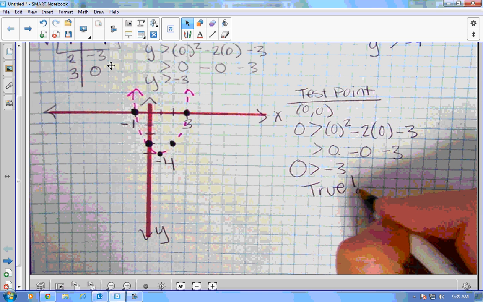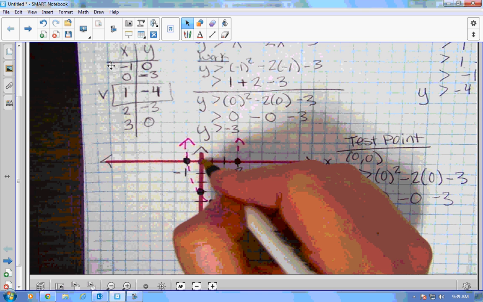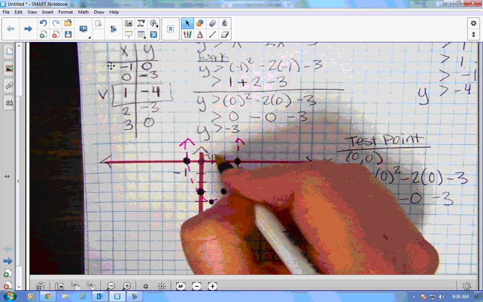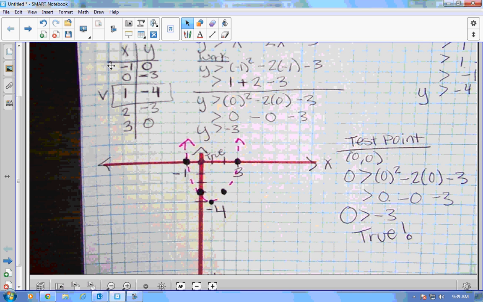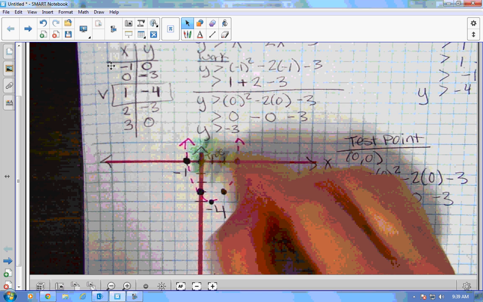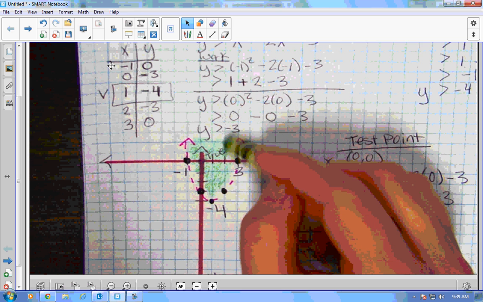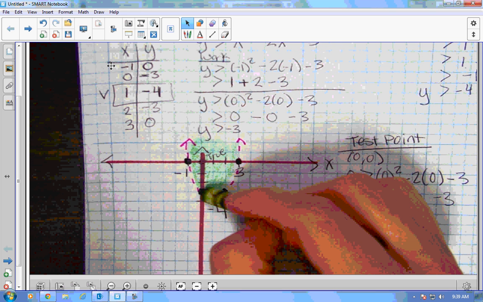Now where was that point on our graph? It was right here. That's a true point. So anything true is what we shade. So anything inside of here would always give us a true value. So shade inside.